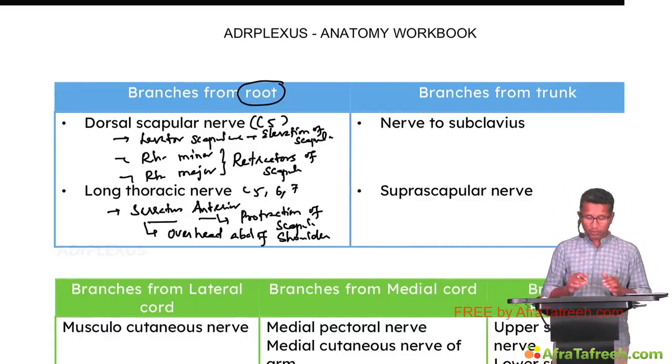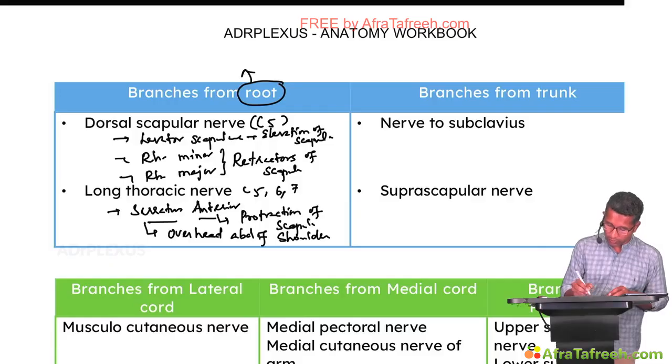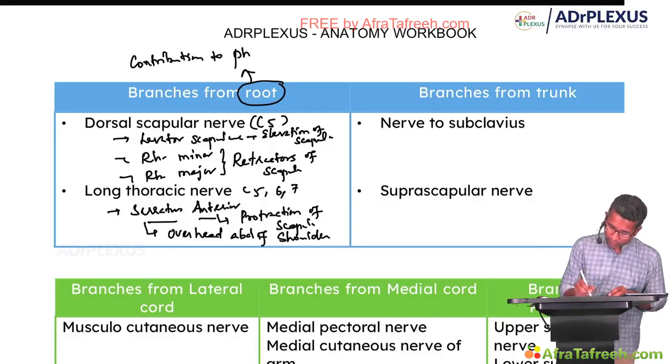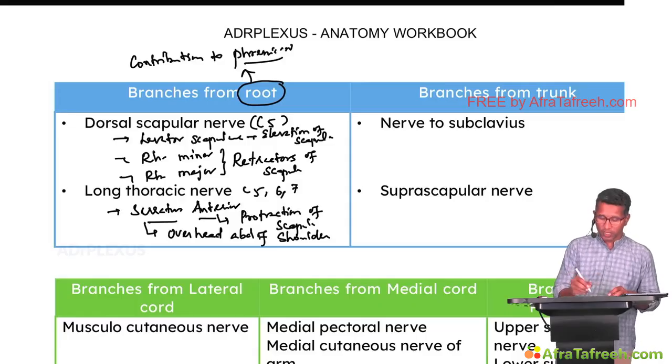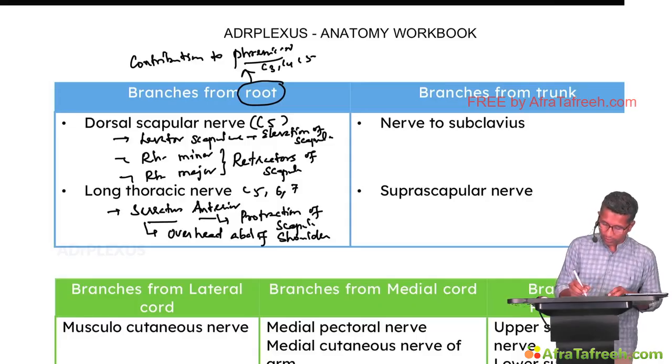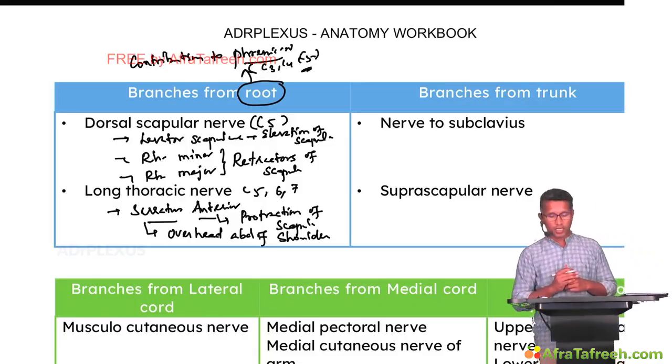Okay, so apart from this, from the root we have got contribution to phrenic nerve, guys. So the C5 root of phrenic nerve is derived from brachial plexus. Okay, so we'll just move to the branches from the trunk, guys.